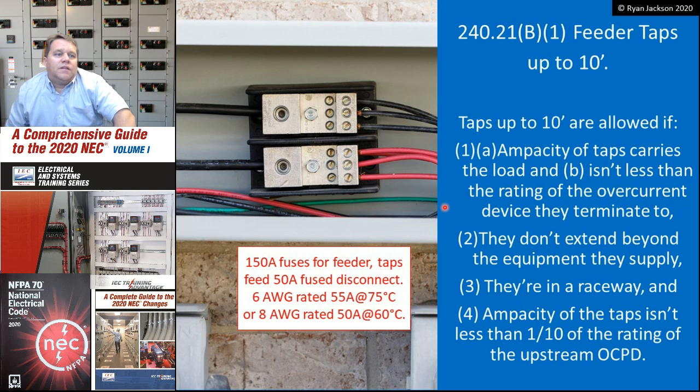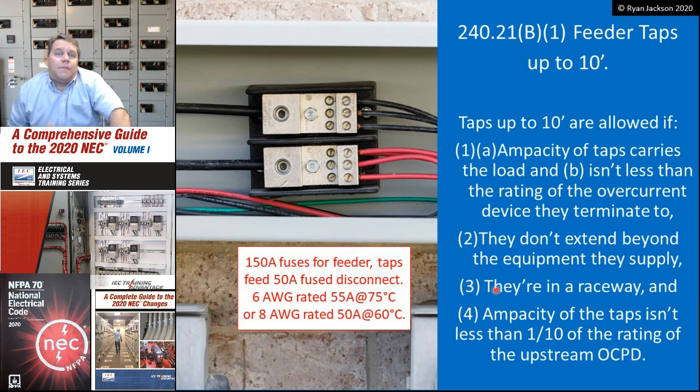Number 2, the tap conductors must not extend beyond the equipment they supply. That's easy enough. I mean, it has to go to a breaker or fuse, so where else is it going to go? Just don't let it go all over the place. And they're only 10 feet long anyway. Number 3, they have to be in a raceway. Kind of strange that they can't be in like MC cable, but it is what it is. They have to be in a raceway.